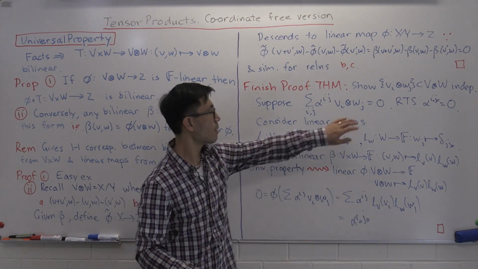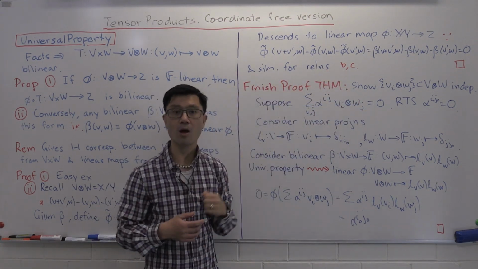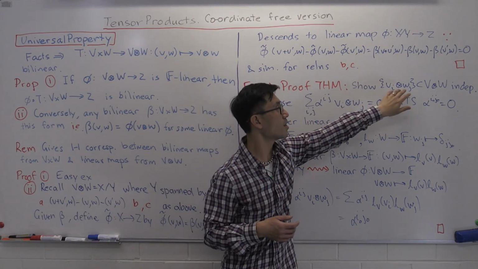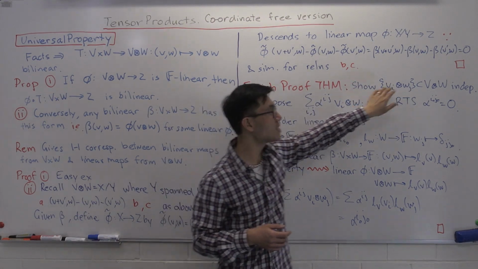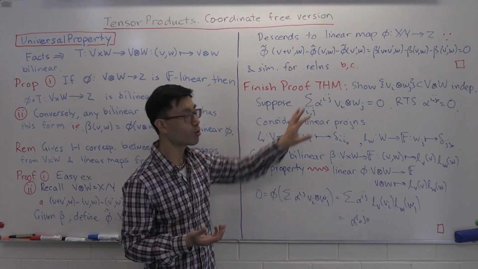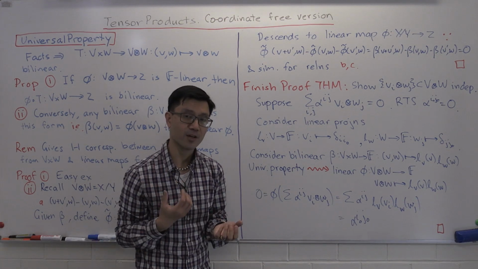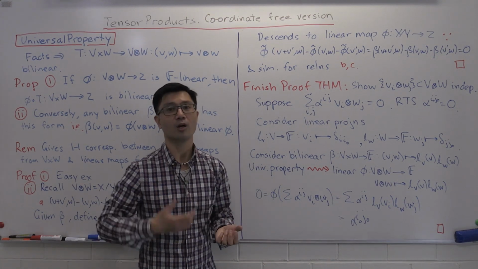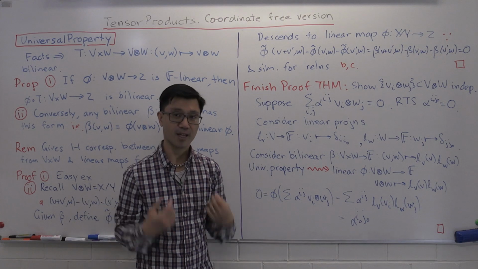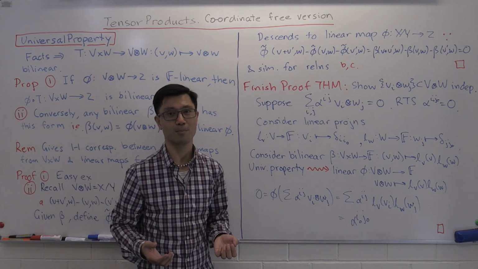And this means, in particular, that in any linear relation, all the coefficients are 0. So in fact, these elementary tensors, which are formed by basis elements, are linearly independent. And that completes the proof of this theorem, and it shows us that this coordinate-free definition of tensor products agrees with the coordinate definition that I gave you in the last video. I hope you enjoyed this adventure in pure mathematics.